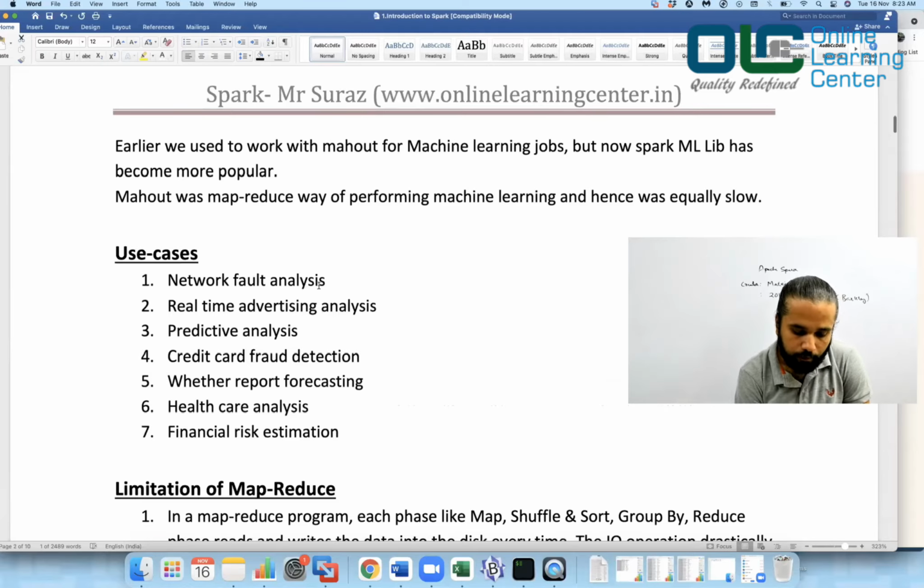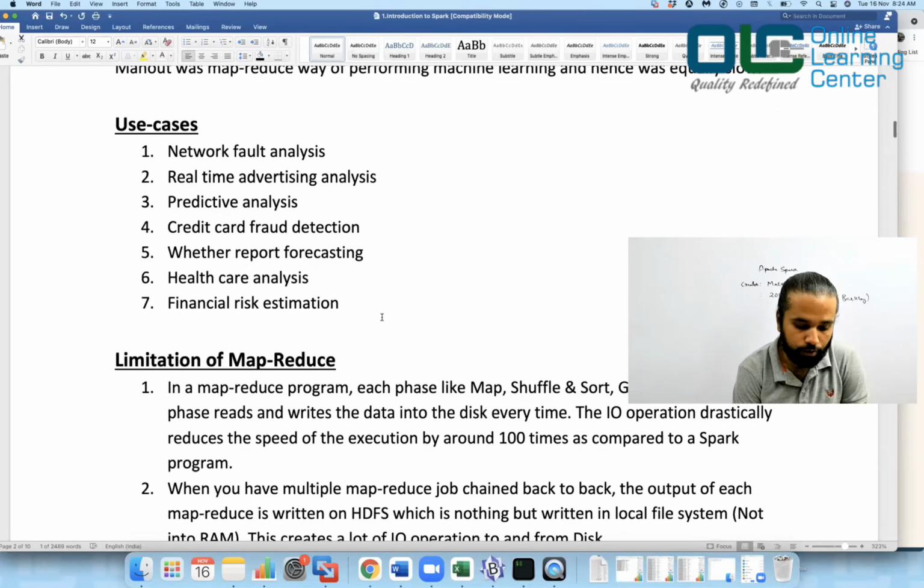Earlier we used to work with Mahout for machine learning. There used to be a framework called Mahout from Apache, again Apache Mahout. But these days, for machine learning, Spark MLlib has taken a lot of credit, and a lot of people prefer using Spark ML libraries if they want to run solutions at scale. So Mahout was a MapReduce way of performing machine learning, and hence it was very, very slow. Okay, so let's move on.